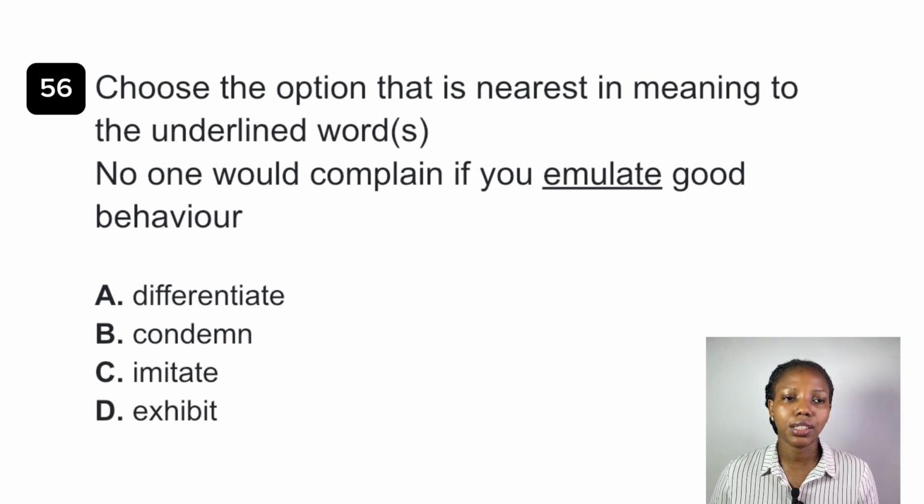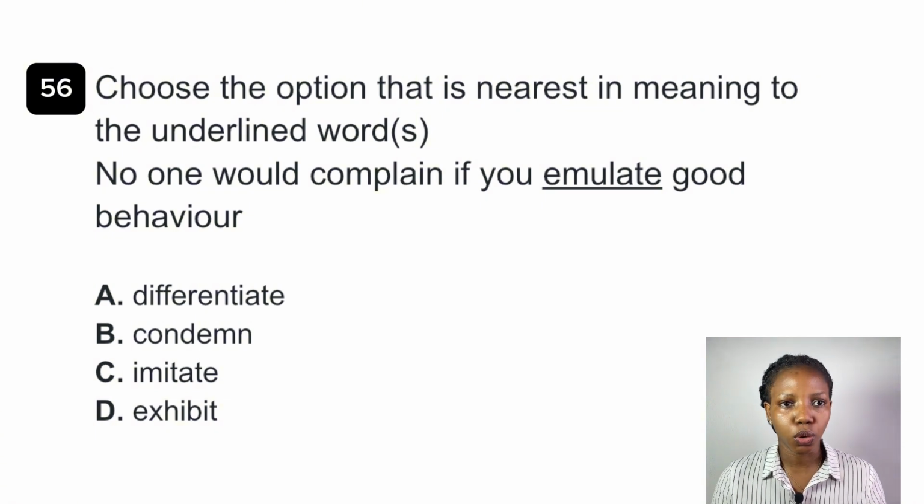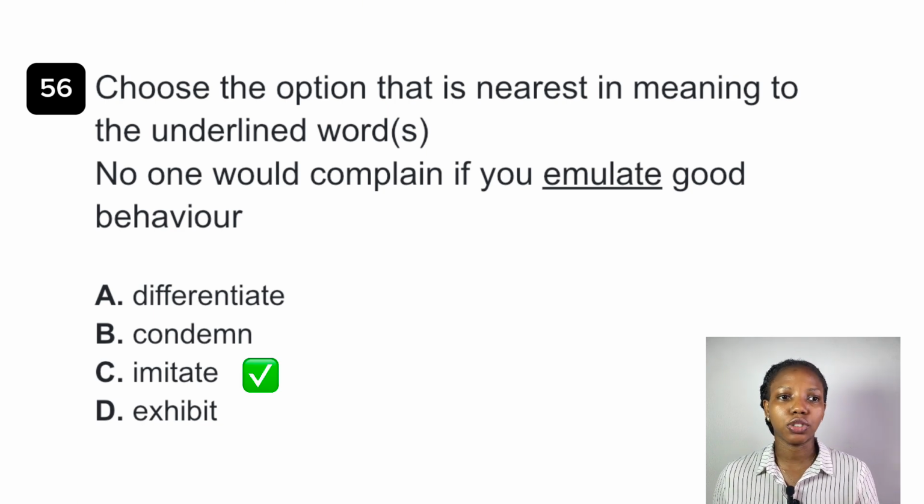Option C, imitate, is a neutral word. Option D, exhibit, is a neutral word. Relying on the interpretation of each word, emulate is to imitate. That makes option C the final answer to this question. Exhibit is to show or to reveal. Differentiate is recognizing what makes one thing different from the other. So option C is the final answer to this question.